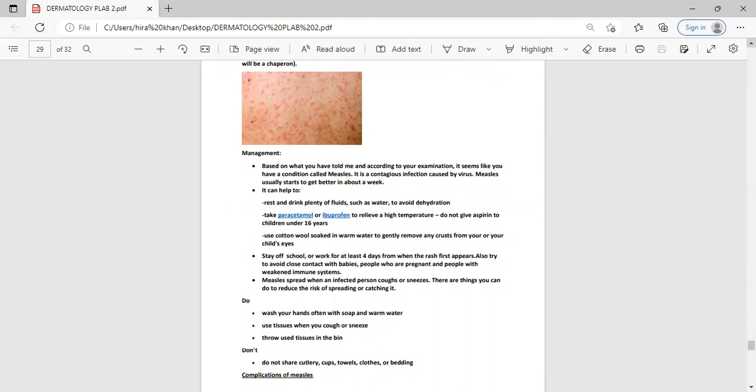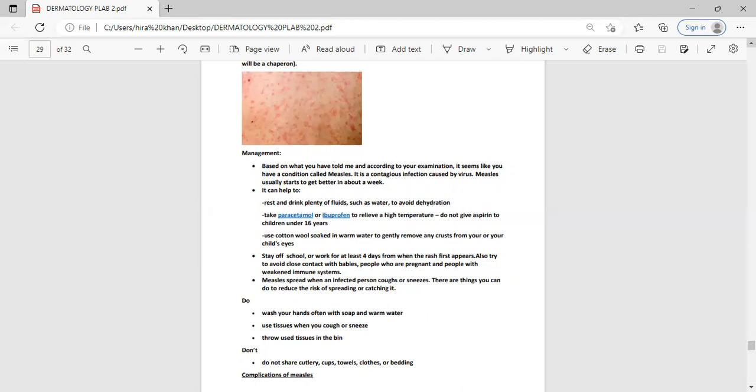And what we can do is start the patient on symptomatic treatment. You are supposed to take rest and drink plenty of fluids to keep yourself hydrated. You can use paracetamol to relieve any temperature, and you can use soaked cotton wool in warm water to gently remove any crust if it gets on your rash, because sometimes it is really disturbing. And please do not go to work, or if the patient goes to school, please do not go to school for at least 4 days from when the rash first appears.